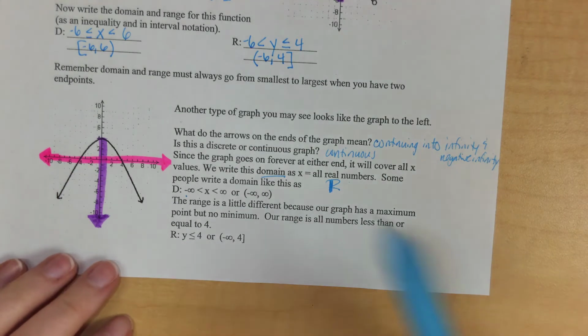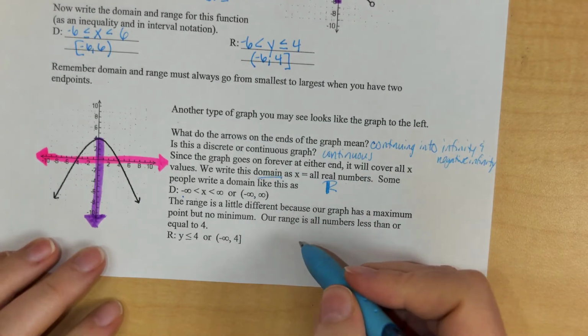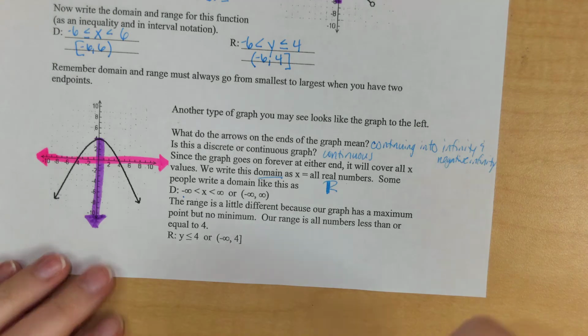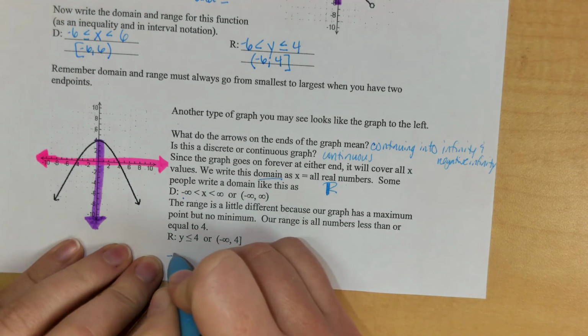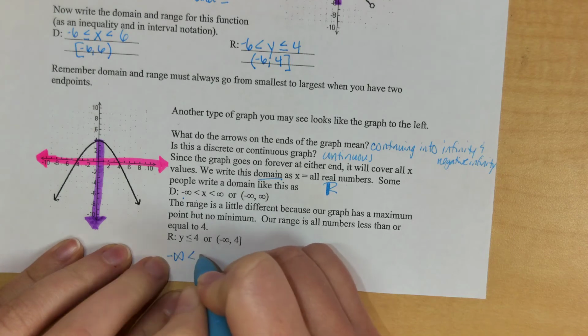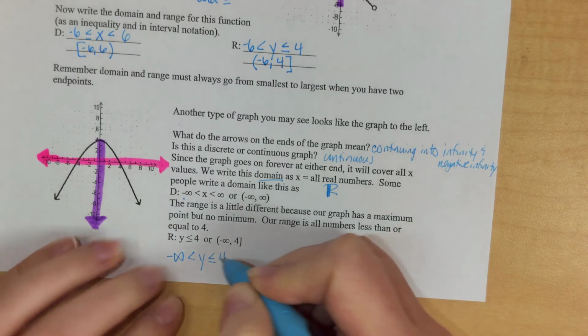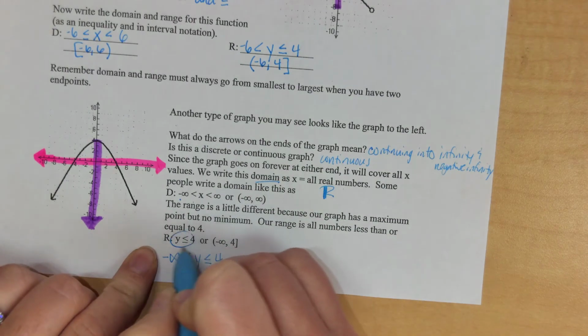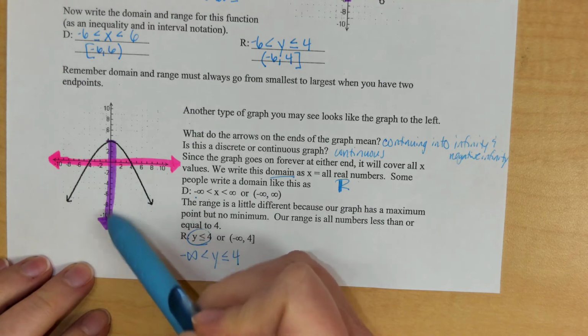So what happens when we start to draw this out is we have no number. The lowest point here is going to be negative infinity. So you could write this as negative infinity is less than y is less than or equal to 4. Okay, or you could simplify that and just write it as y is less than or equal to 4. All of your y values are less than or equal to 4.